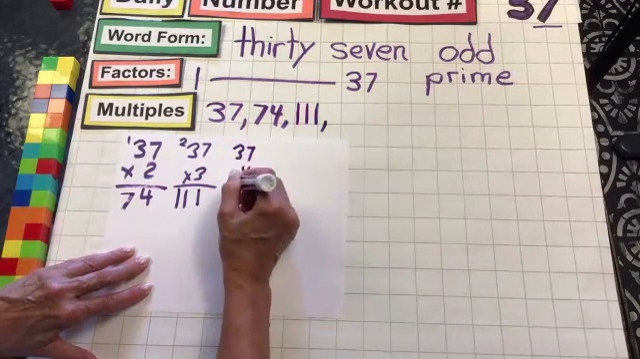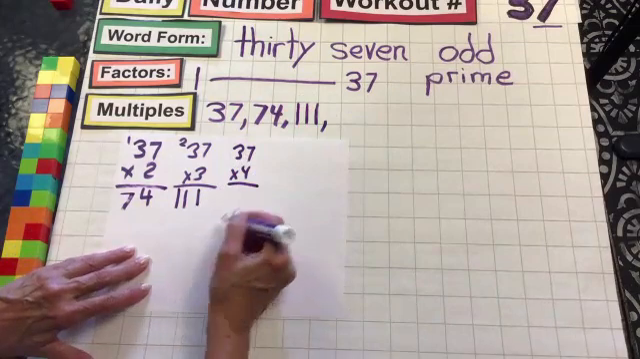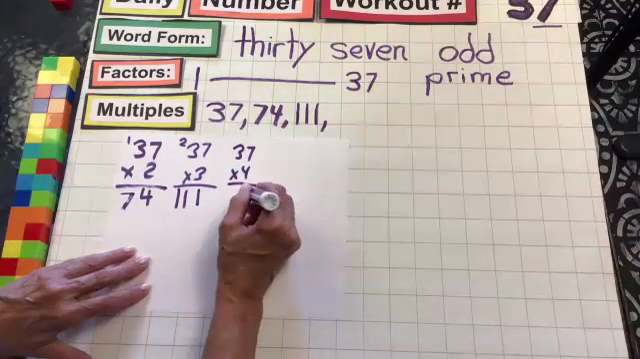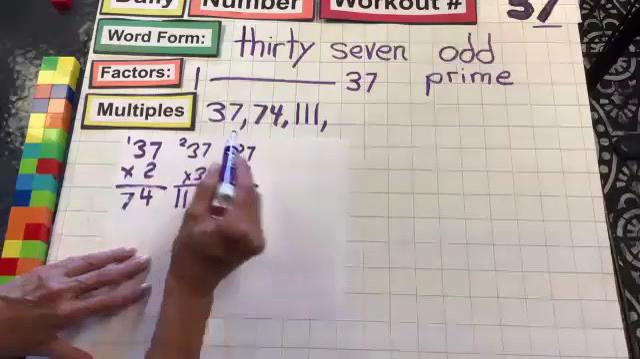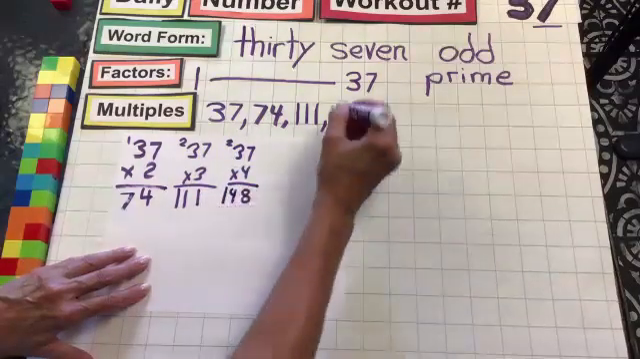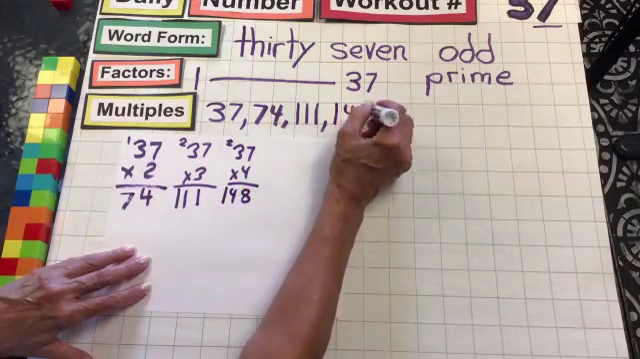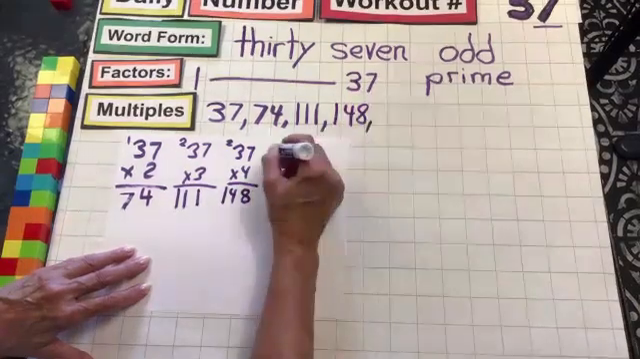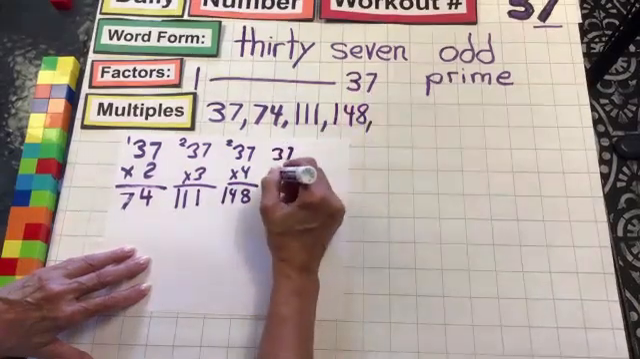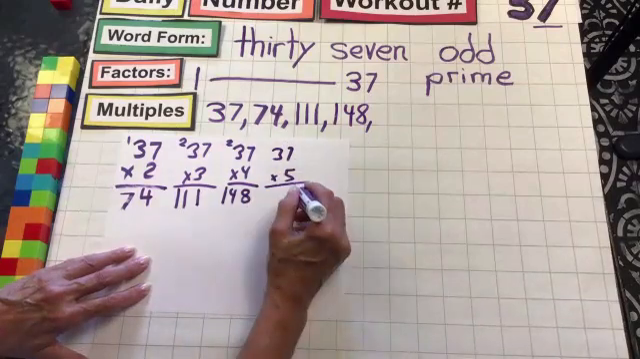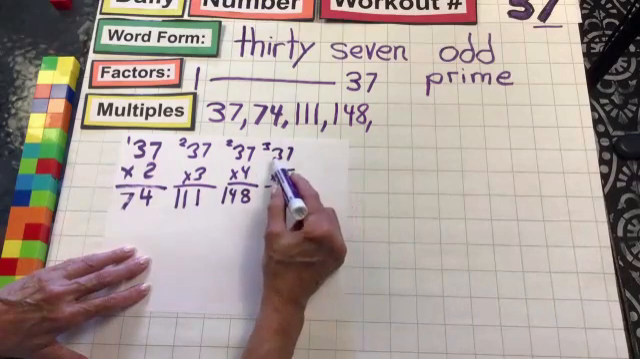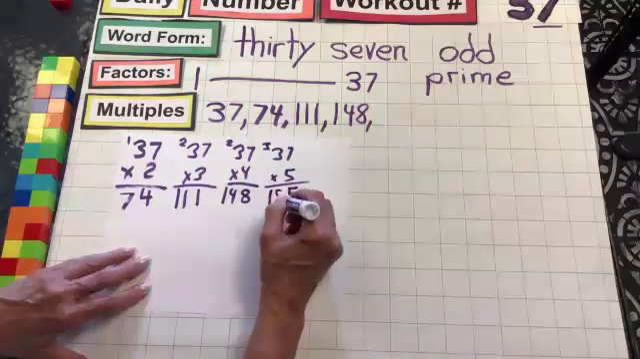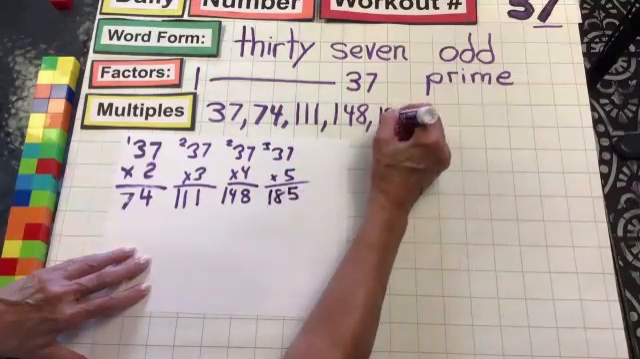37 times 4. 4 37s is 4 times 7 is 28. Drop the 8, carry the 2. 4 times 3 is 12 plus 2 is 14. All right, 37 times 5. 5 times 7 is 35. Drop the 5, carry the 3. 5 times 3 is 15 plus 3 is 18. So we have 185.